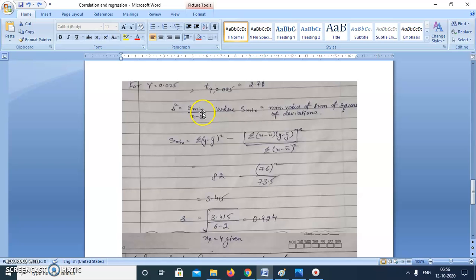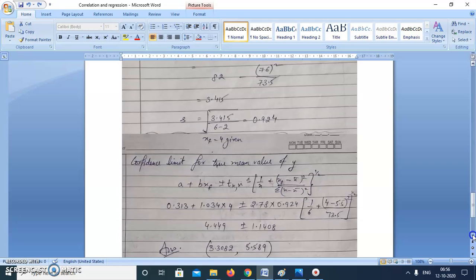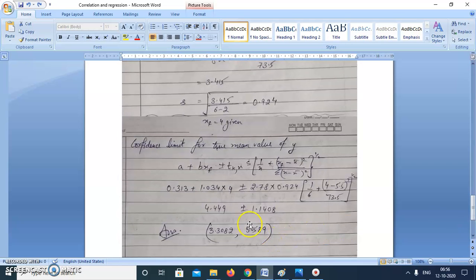First we have to calculate S minimum. I've shown you the formula here, and then we have to calculate this S standard deviation. This is the formula for calculating the confidence limit for the true mean value of Y, where A plus B XF will give you the basic mean value of Y, and this is plus or minus the error part. If we calculate, for XF equal to 4, we get Y values from 3.3082 to 5.589. These are the 95% confidence limits of the Y value.